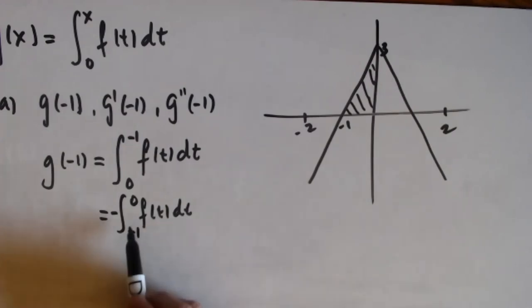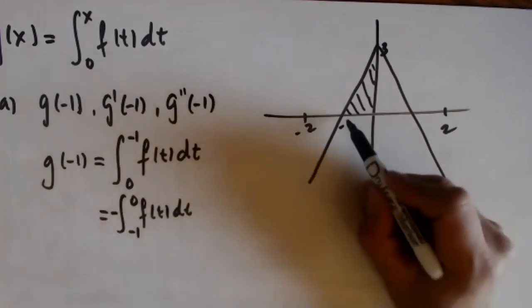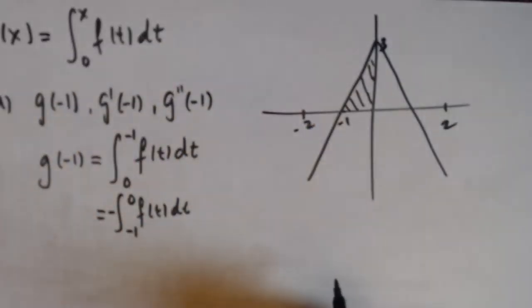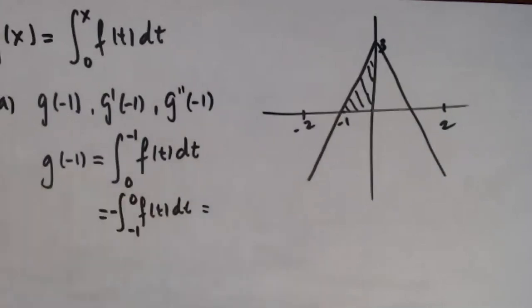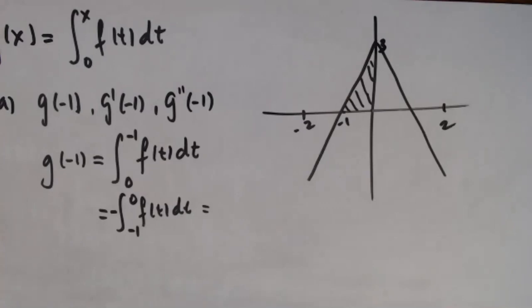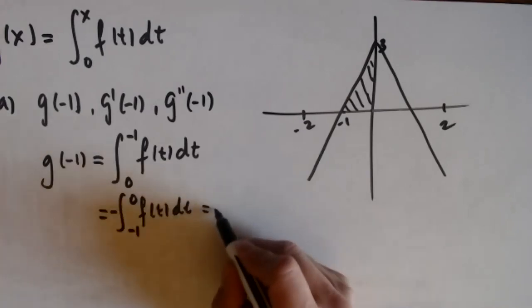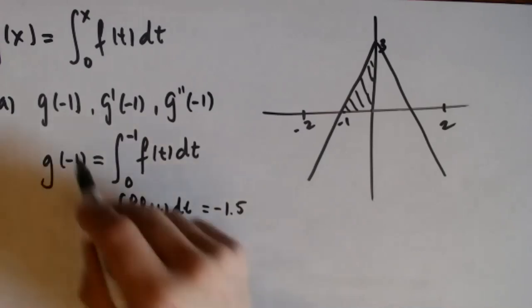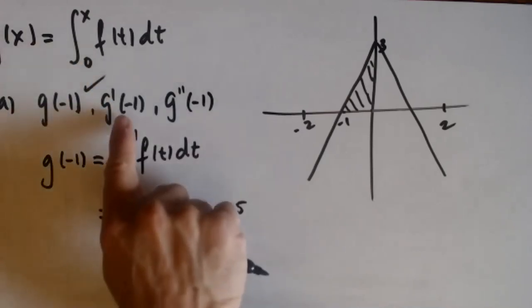Okay, now you need the area between -1 and 0. This is 1, this is 3. What is that area? Oh, that's base times height divided by 2. That equals 1.5, correct? So this is going to be -1.5. Why negative? Because you have this negative at the front. Okay, you solved the first one. Now you have to solve the next one.